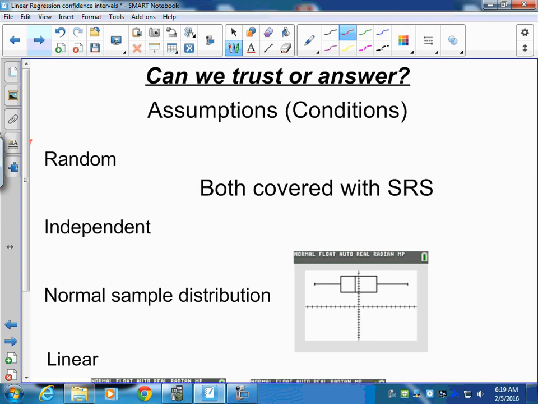So now, our assumptions. Can we trust the answer that we get? Assumptions in this case are a little bit different overall. Now, if you notice, we have some of our basics back again. Is it random? Is it independent? And do we have a normal sample distribution? In this situation, random and independent is both covered by a simple random sample. So you want to say you have a simple random sample. We know it's random, and with a random sample, you're getting independent values of this two variable data.